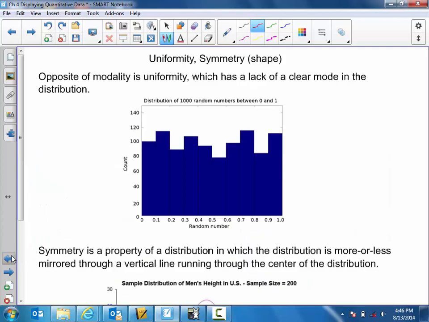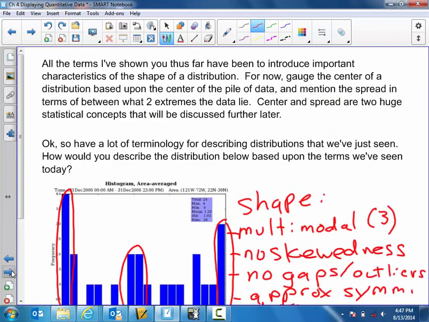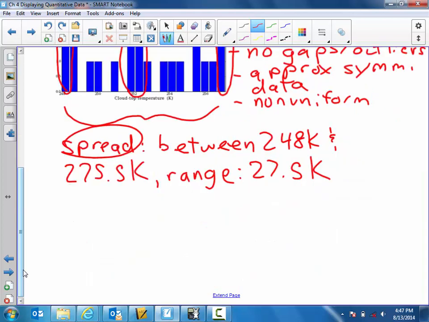Let me see. So we said no skewedness. Let me see if there's anything that I missed just real quick. I don't want to miss anything. Skewedness, uniformity, symmetry. It certainly wasn't uniform. We talked about it being symmetric. We can say that it's not uniform. Yep, okay, so we'll say that it's not uniform, and that'll wrap it up. Okay. Or non-uniform.